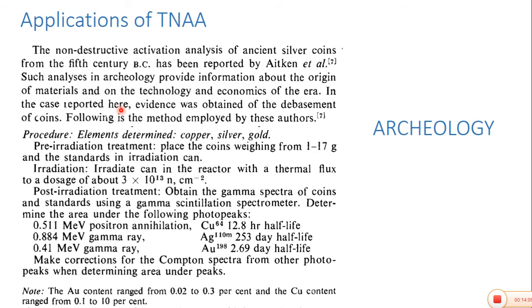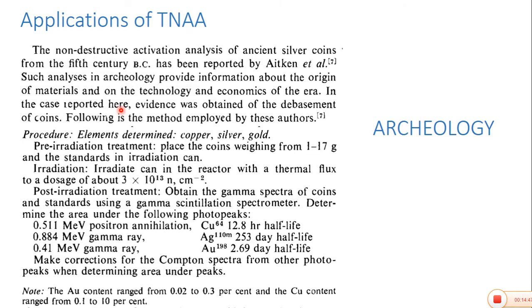So what should be the procedure to determine the elemental composition of these coins? There is a procedure: the elements to determine are copper, silver, and gold. One thing you should keep in mind: sometimes you think that the old people, these kings and the like, used only gold in their utensils, but you should know that there is some mixing of copper and silver as well in these materials.